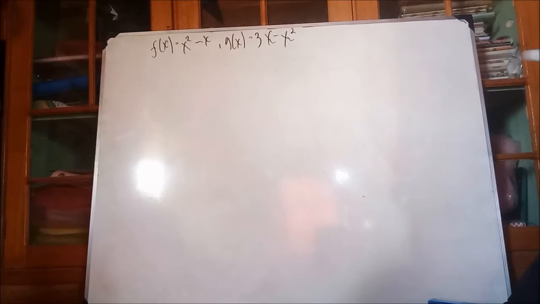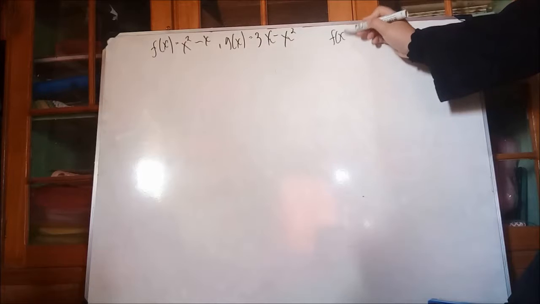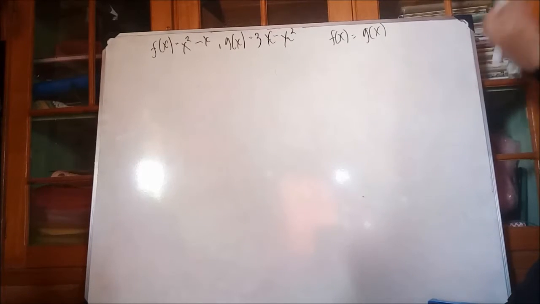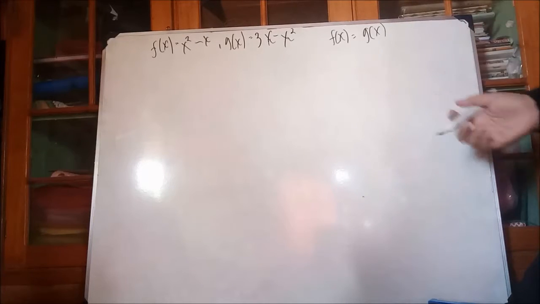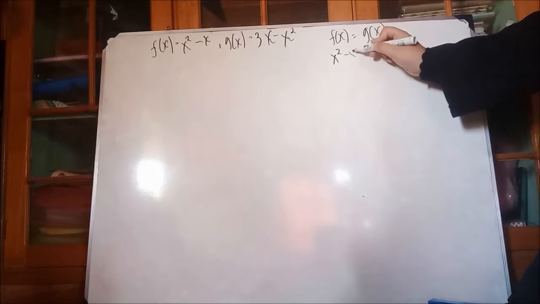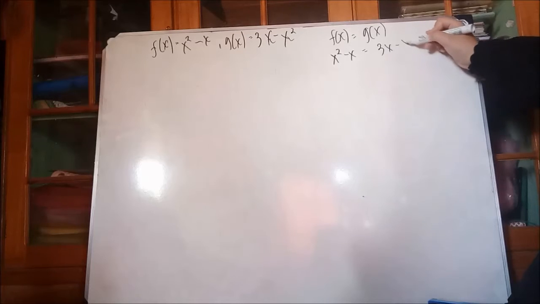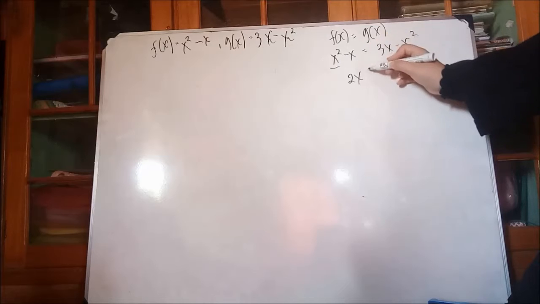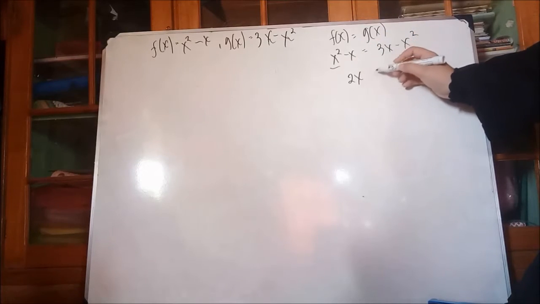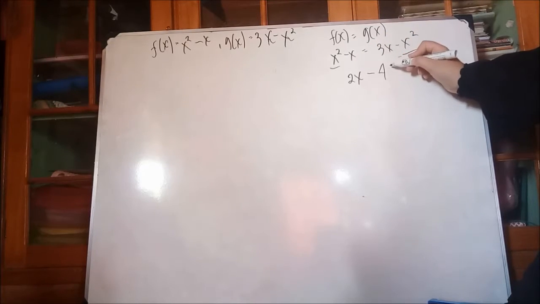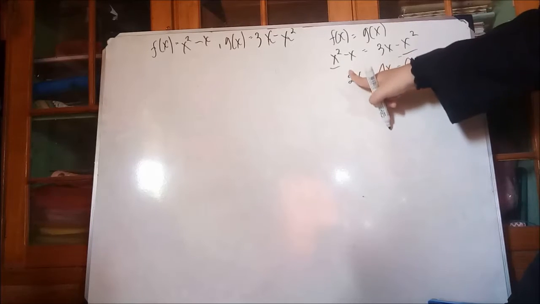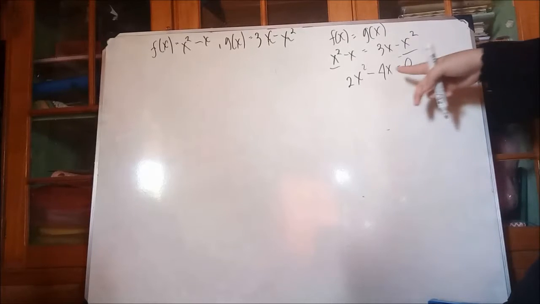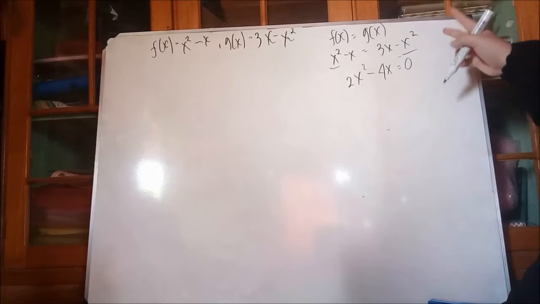So we can set f(x) equal to g(x) to find the interval of these functions. We have x squared minus x equals 3x minus x squared. So we have 2x squared, and then negative x minus 3x gives negative 4x, which is equal to 0. I'm sorry, we have 2x squared minus 4x equals 0.